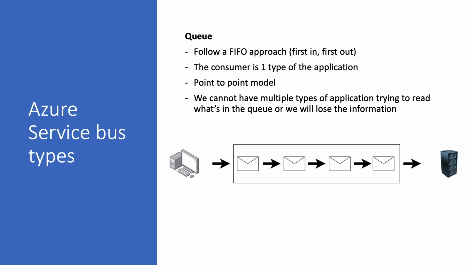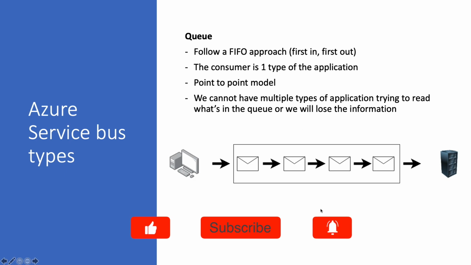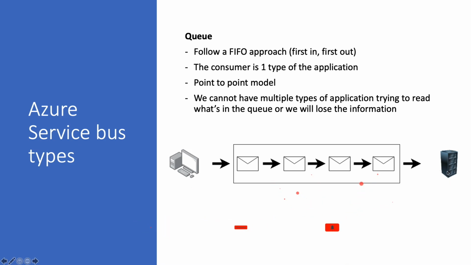So basically a queue is a FIFO approach. So first in, first out. The first letter that comes into this drawer, for example, is the one that goes out. And basically there's only one certain type of application that's going to be able to understand the messages here. So let's say we have 2-3 servers here. Only one of them will be able to check with this queue and get the information out. The other two will not be able to understand what's going on.